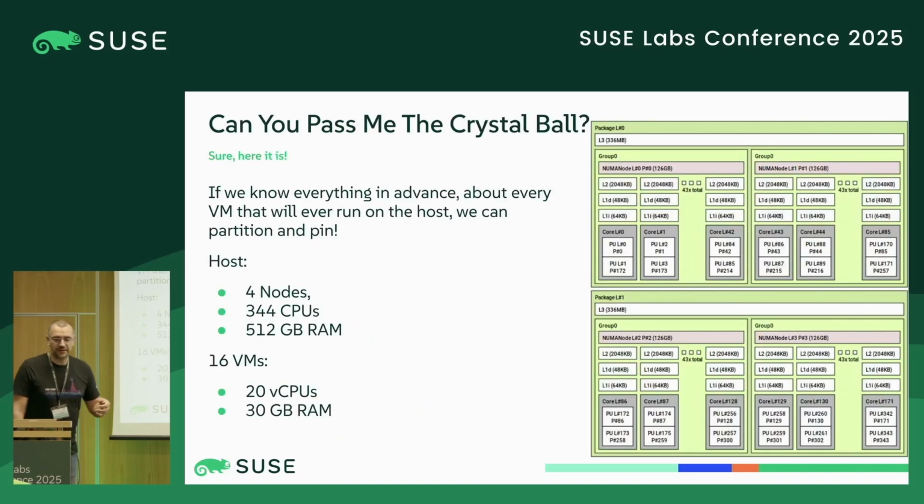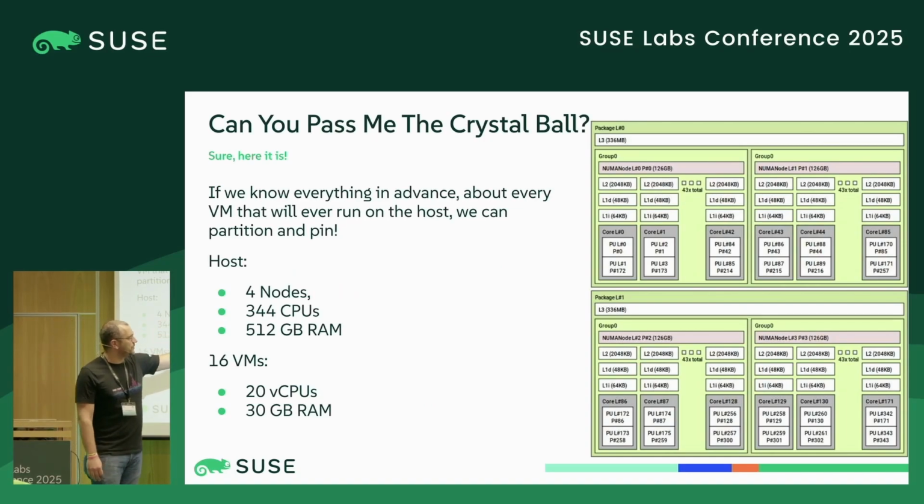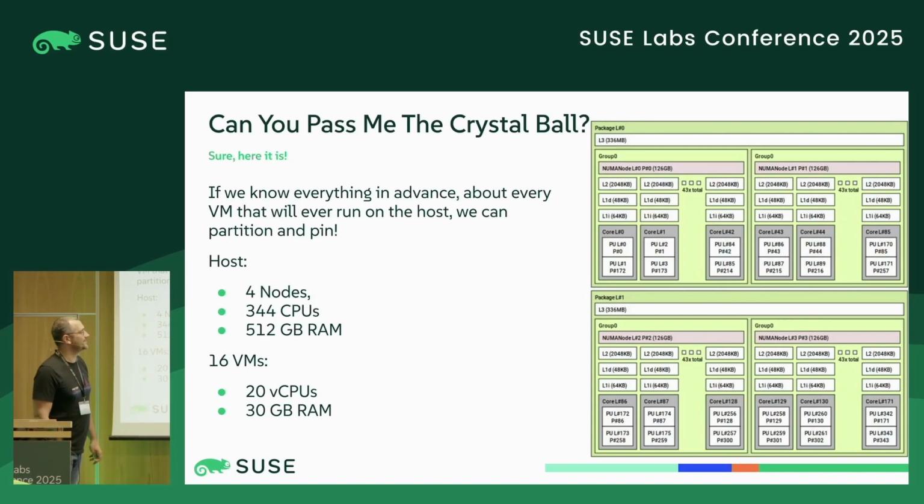For example, if you have a host like that, of course, that's again the representation coming from LS-Topo. It's not complete. That is much larger. There's a lot of stuff here in the middle where those 3 dots are. So it's a very large host with 4 nodes, 344 CPUs, and not that much RAM, but whatever, that's what we had.